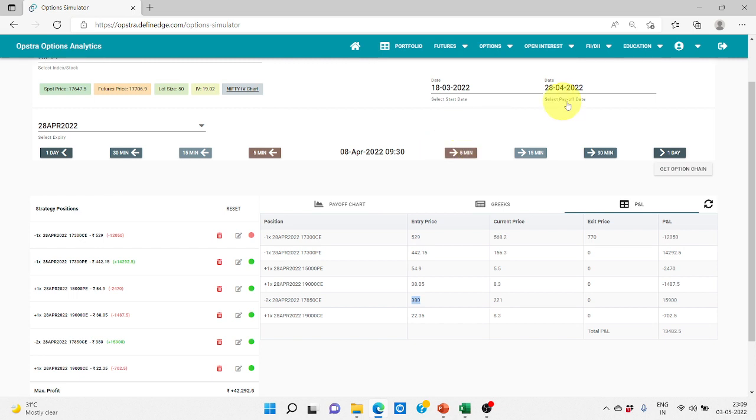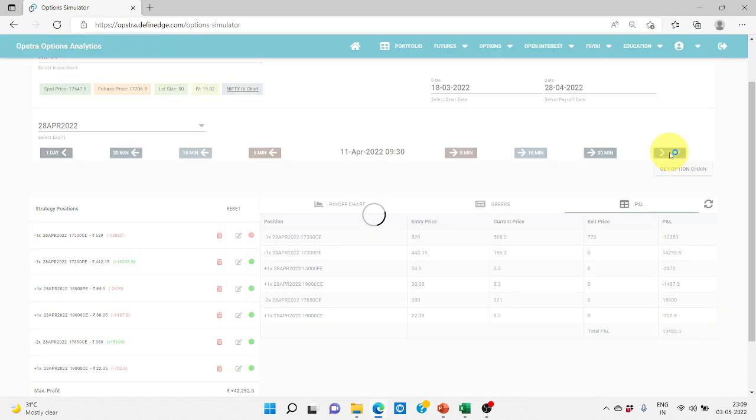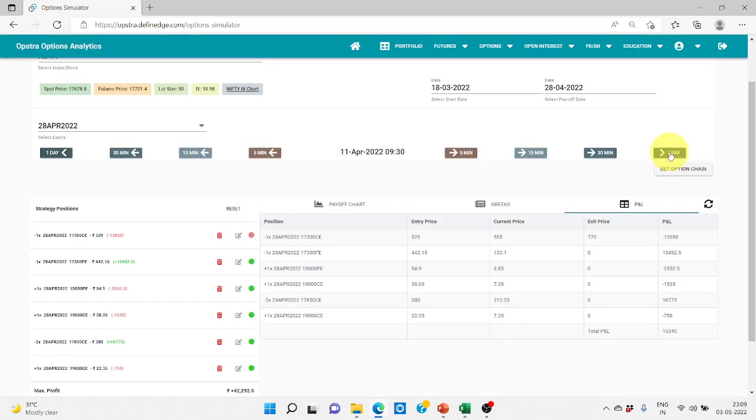And we have to ideally exit like 2 weeks before the expiry date, which is like 14th of April. Now we are at 8th of April, 11th of April. Market is between our two sold contracts, so we are safe here. So 14th was a holiday, so 13th we'll see.